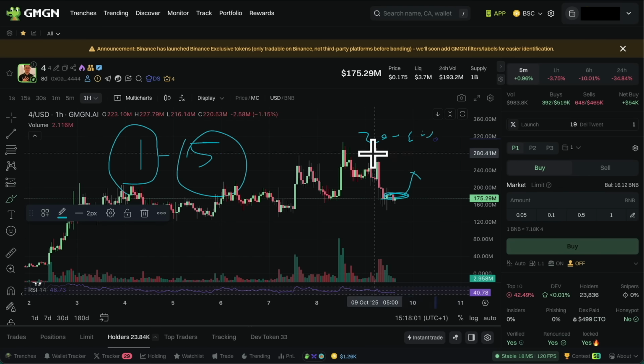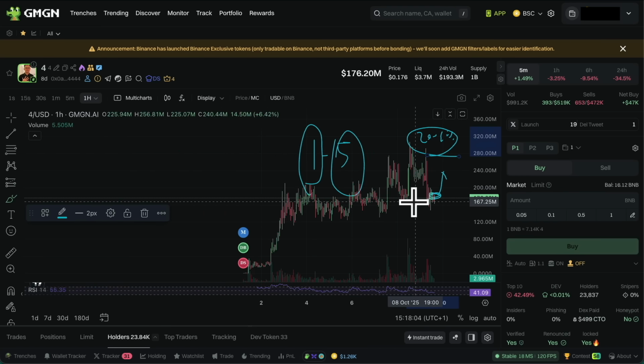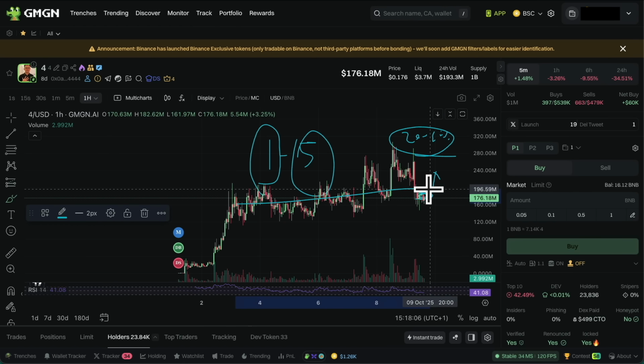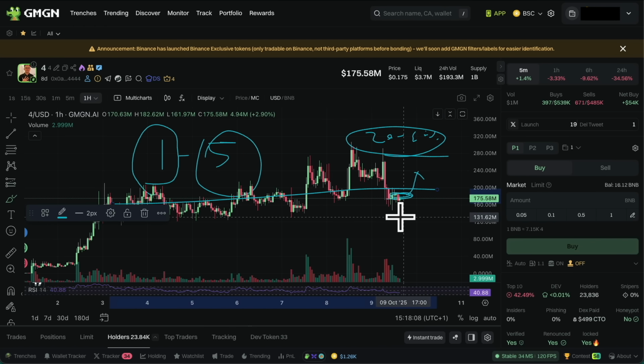It's not worth it. It's not worth it because of the risk, and it's wasting your time as well, because you'll hold this for ages. Like, this has literally gone sideways for a week or two. Complete waste of time. So think about ROI.